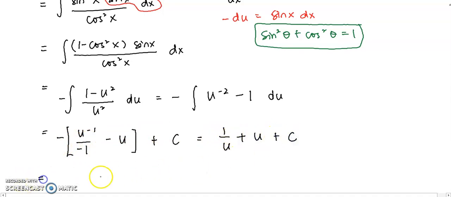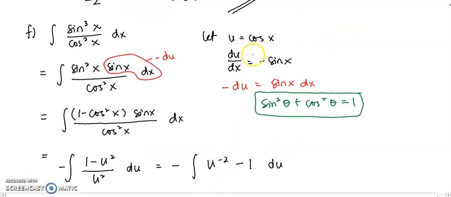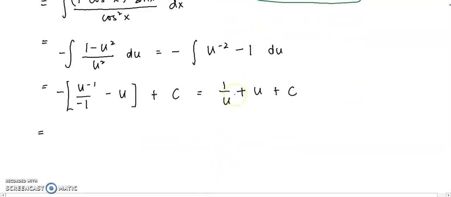The final answer should be in terms of x. Just now you replaced your cos x as u. So now we replace back the u as cos x. You get 1 over cos x plus cos x plus c.